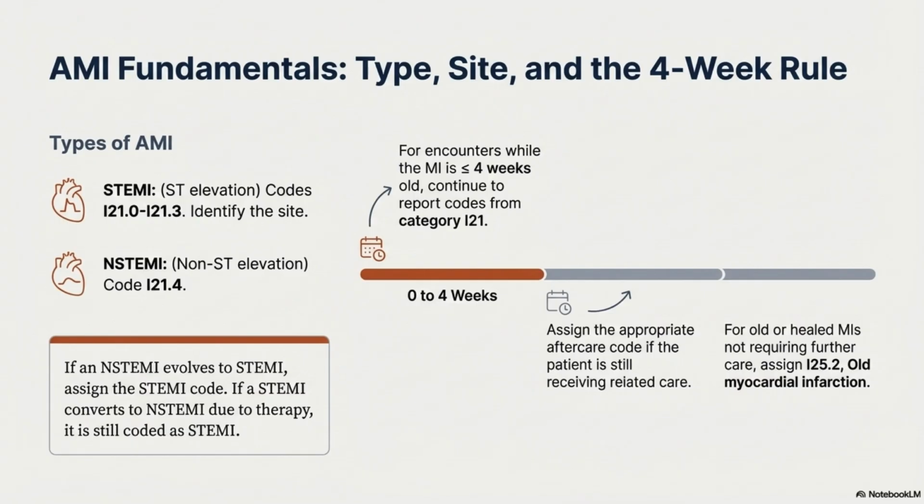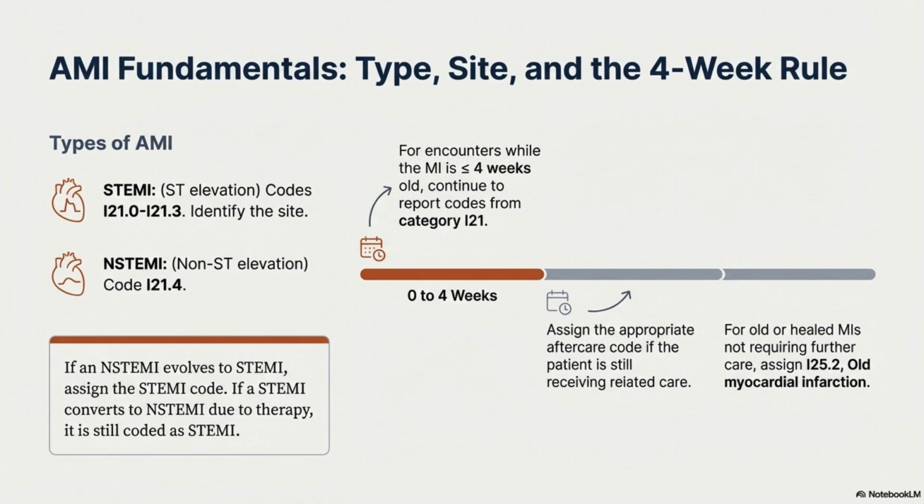STEMI, I21.0-I21.3, represents a complete thickness heart muscle injury and is identified by ST segment elevation on the ECG. NSTEMI, I21.4, involves a partial thickness injury without ST segment elevation. Coding rules dictate that, when an NSTEMI progresses into a STEMI, assign the STEMI code. If a STEMI later appears as an NSTEMI because of treatment, it is still coded as a STEMI.